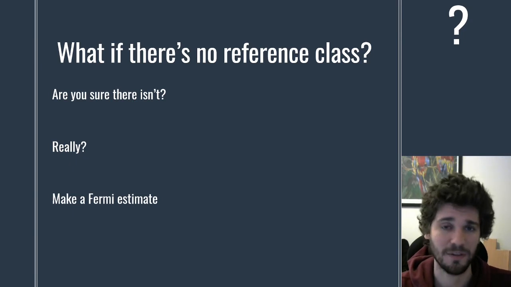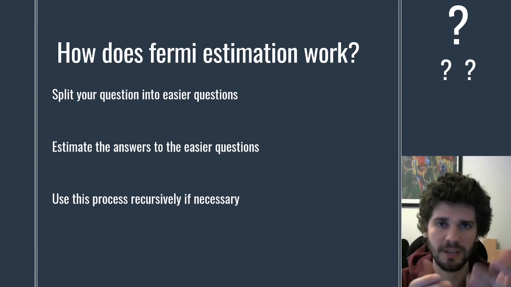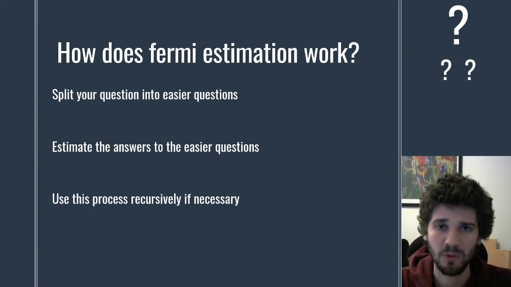The solution is to make a Fermi estimate. So how does Fermi estimation work? Essentially, there are 3 steps. You take your question that's quite hard to estimate an answer to, and you split it up into smaller questions, or questions that it's easier to answer. Then, for each of those smaller questions, you either estimate the answer, or you do the same process again and split those questions into smaller questions.